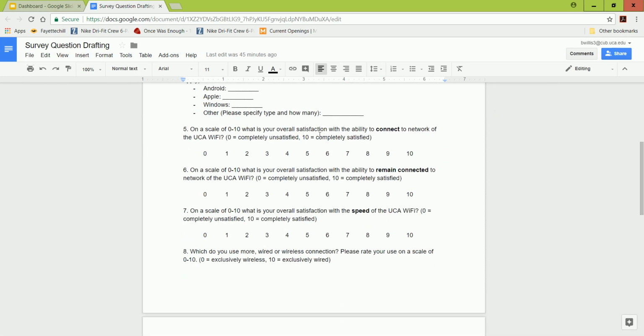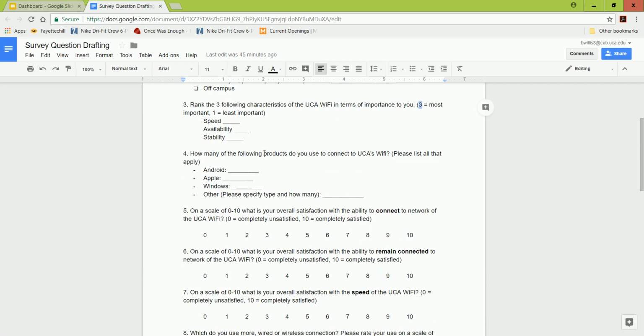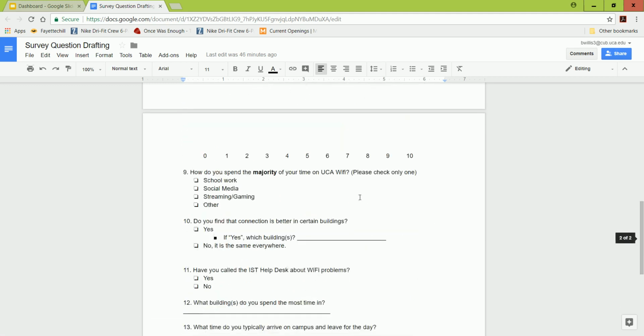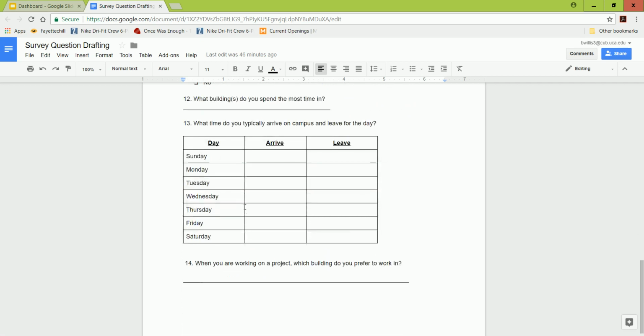So again, we'll just cover this briefly. It's just a scale of 0 to 10: how satisfied you are with the ability to connect, to remain connected, and then the speed. And we'll take what people rank on these questions and multiply it by this. If you were 100% satisfied with the Wi-Fi on UCA, your score would be 60. So obviously we've broken it down simply. If you score 30 or below, then you're unsatisfied. If you score anything above 30, 31 or above, you are satisfied. So it's just a simple analysis, and we have other points of analysis we want here.